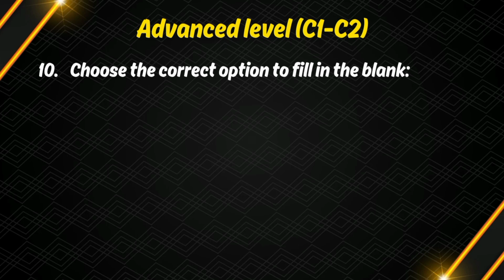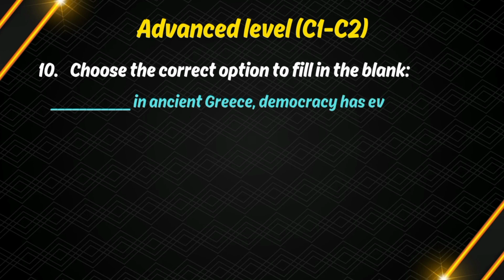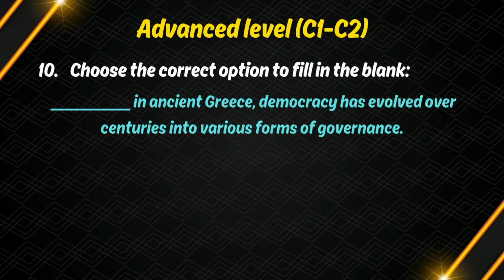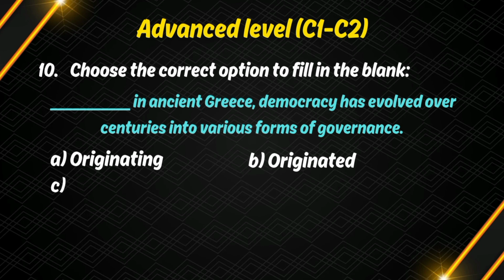10. Choose the correct option to fill in the blank. In ancient Greece, democracy has evolved over centuries into various forms of governance. A. Originating. B. Originated. C. Having originated. D. Originates.